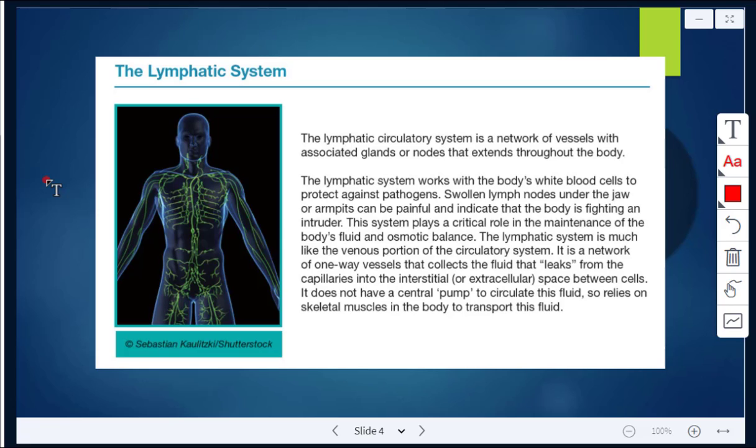This system also plays a critical role in the maintenance of the body's fluid and osmotic balance. It's very similar to the venous portion of the circulatory system. It's a network of one-way vessels that collects the fluid that leaks from the capillaries into the interstitial space between cells. There's no central pump to circulate this fluid. It relies on movement and skeletal muscles in the body to transport this fluid.